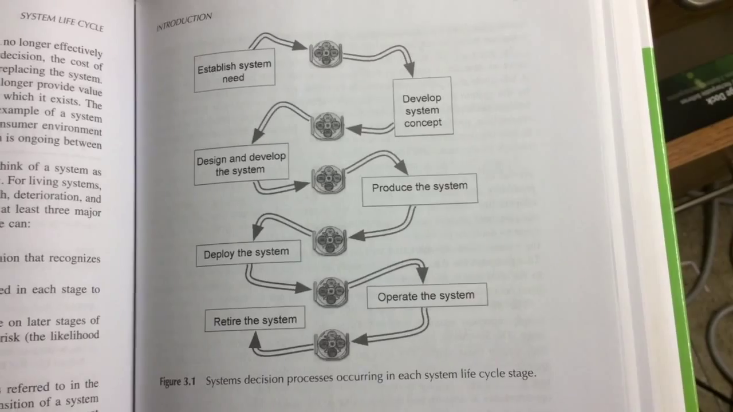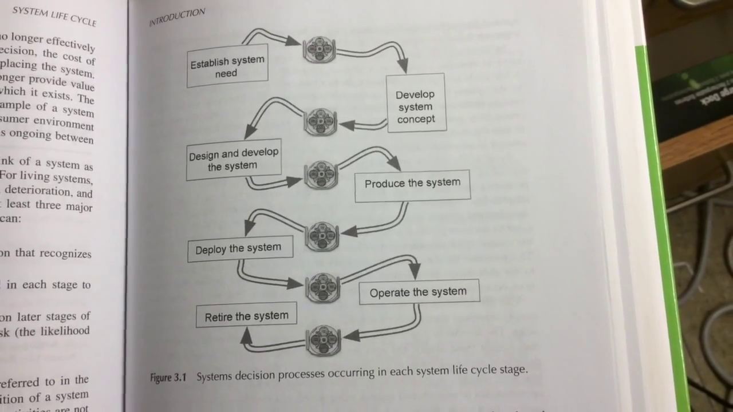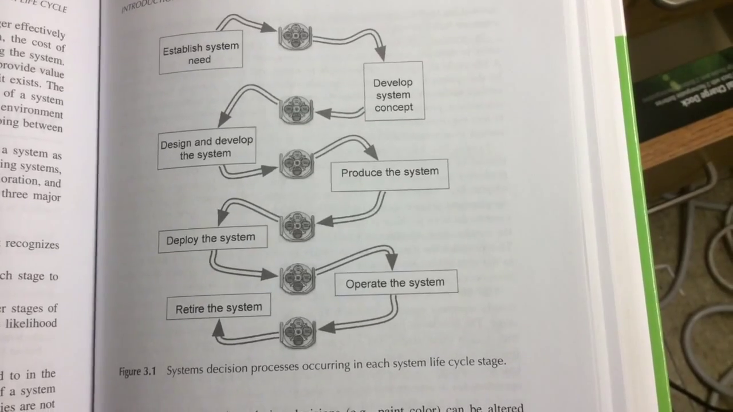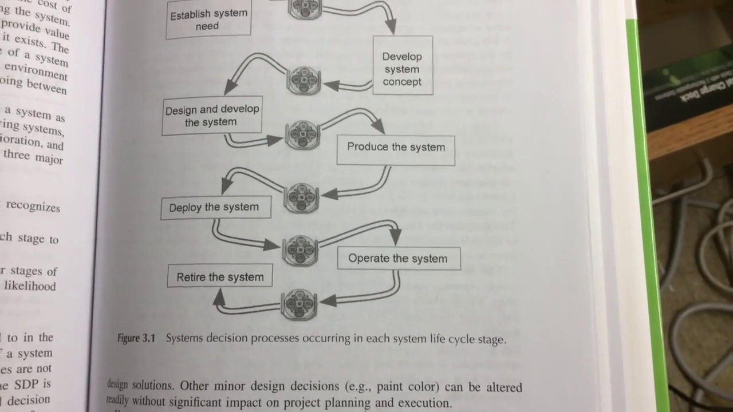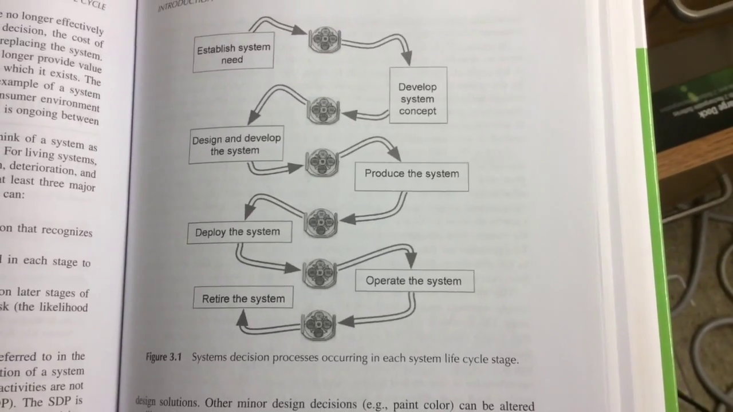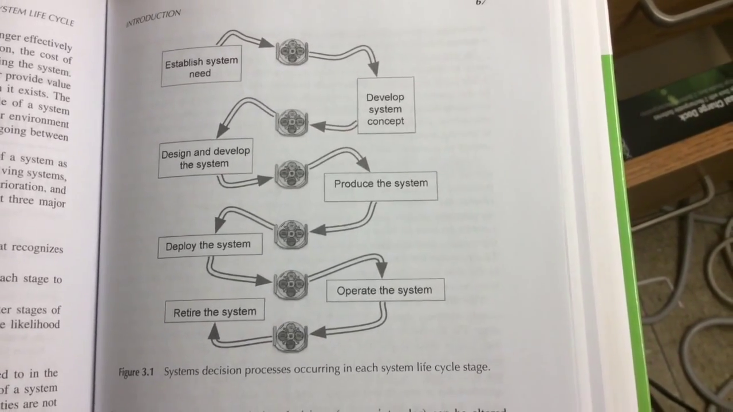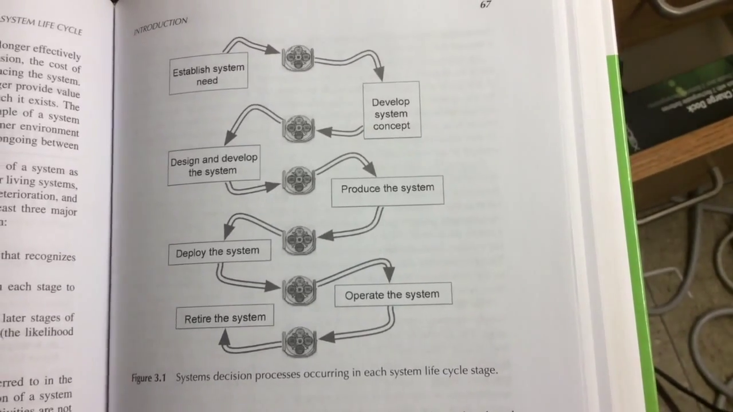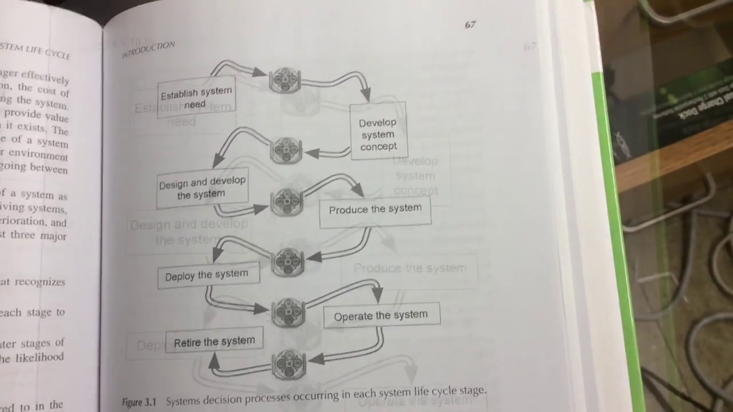Deploy the system, you could also take too long to deploy the system to where you don't need the system anymore. And operating the system, you could always run into problems such as people not knowing how to operate the system correctly, and then retire the system. You could retire it too early, or by the time you get to produce a system, you might need to directly retire it because it took too long to deploy.